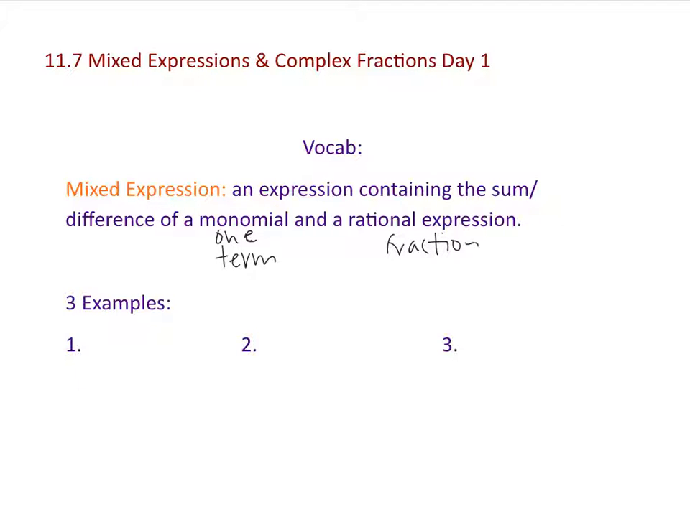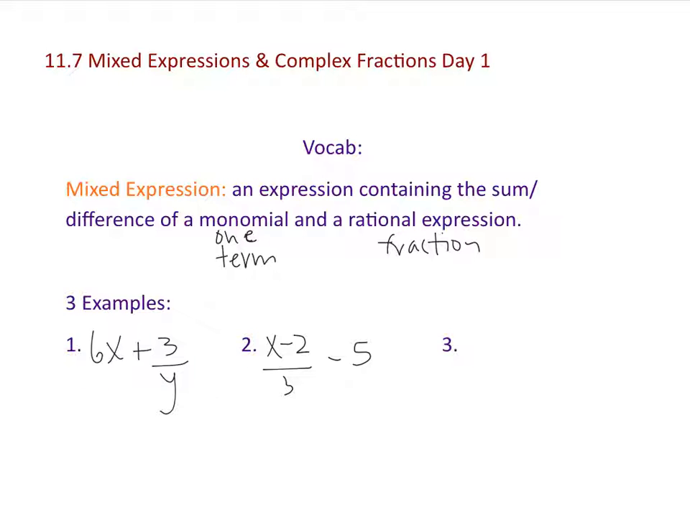And that fraction could have numbers, could have variables, could have the product of numbers and variables, it could have the sum or difference of numbers and variables. So let's provide an example. An example could be 6x plus 3 over y, right? We have one term, which would be the 6x, plus a rational expression with a fraction, which would be 3 over y. Another example we could see could be like x minus 2 over 3, so that would be the rational expression, minus 5. That would be my monomial.